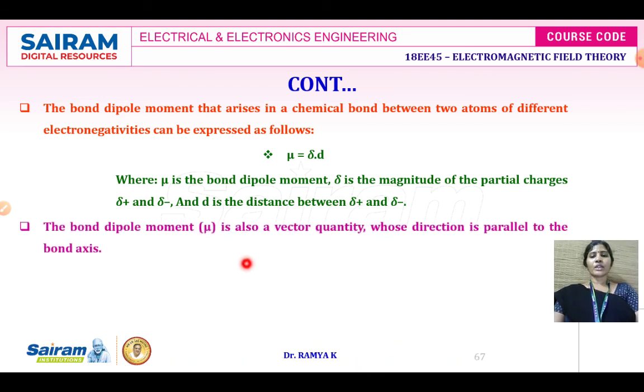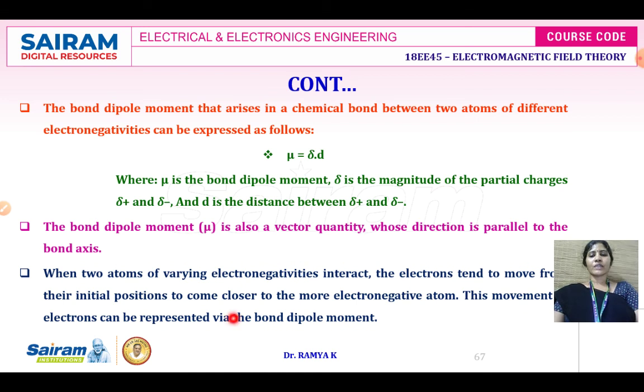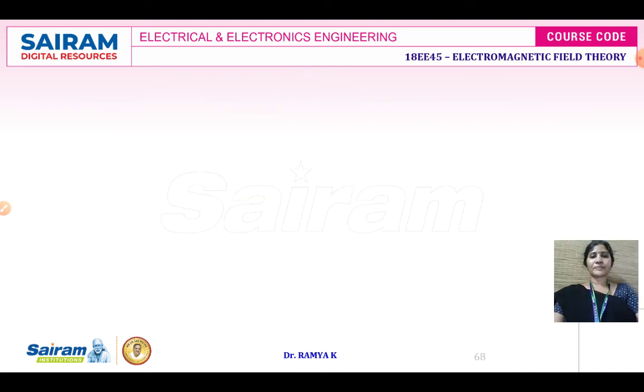The bond dipole moment mu is also a vector quantity whose direction is parallel to the bond axis. Therefore, when two atoms of varying electronegativity interact, the electrons tend to move from their initial position and try to come closer to the more electronegative atom. This movement of electrons can be represented via the bond dipole moment.